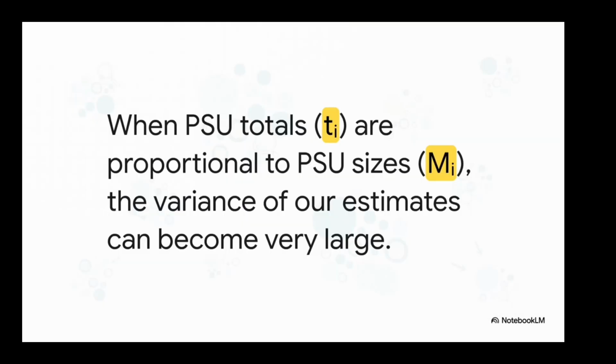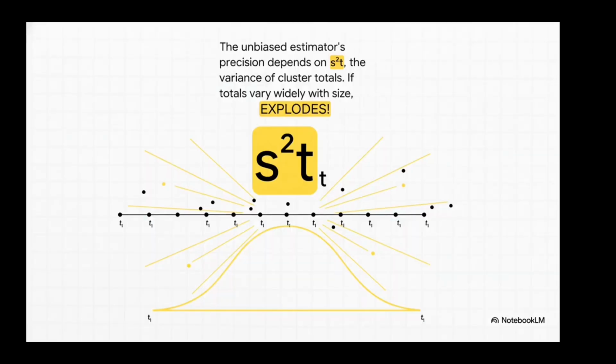So here it is. This is the heart of the problem. The total value we're interested in for a cluster, which we call T sub i, is very often directly tied to the size of that cluster, M sub i. Just imagine you're sampling postal routes to estimate unemployment. A huge route with 500 houses is almost guaranteed to have a higher total number of unemployed people than a tiny route with just 50 houses, right? This direct link creates massive variation between the cluster totals, and that, in turn, just blows up the variance of our overall estimate.